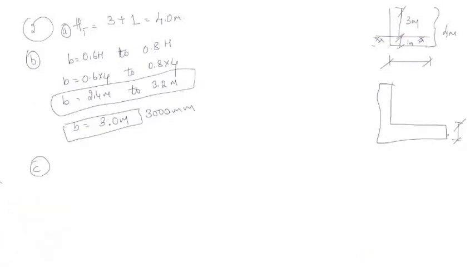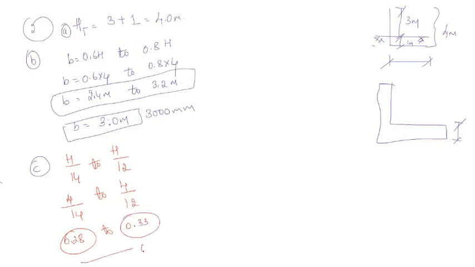So we have to determine this thickness. It is given by H upon 14 to H upon 12. Here we have H as 4 meter divided by 14, to 4 upon 12. On simplification, it will be 0.28 to 0.33. So I should take an in-between value. I will take 0.3 meter, or say 300 mm. Therefore, this thickness becomes 300 mm.